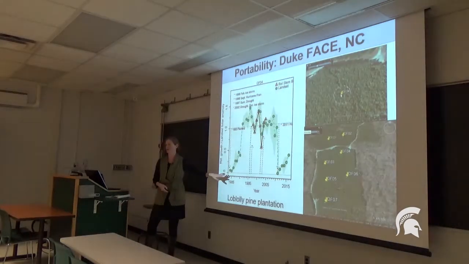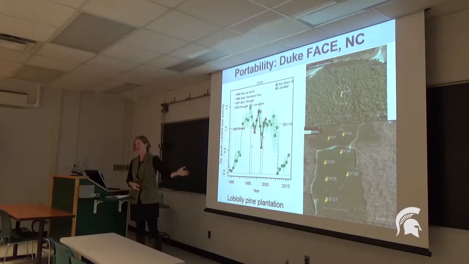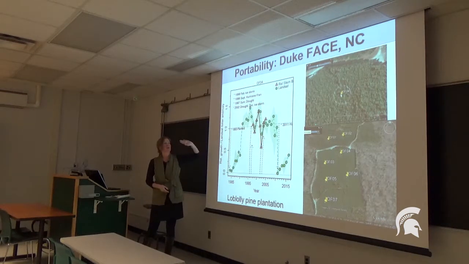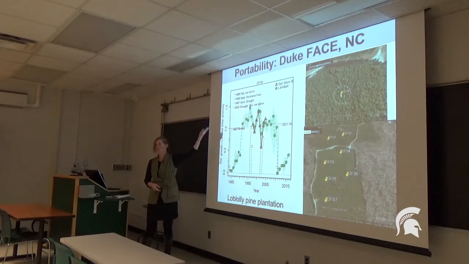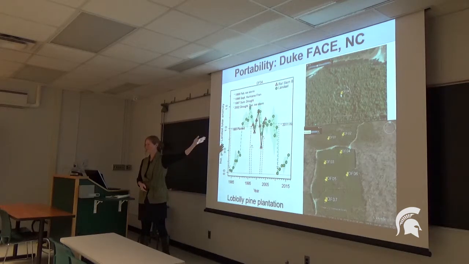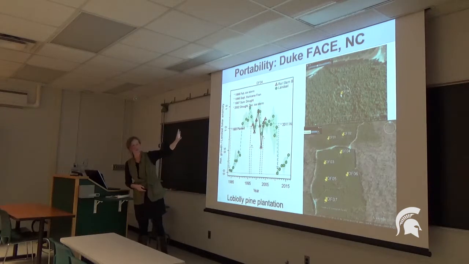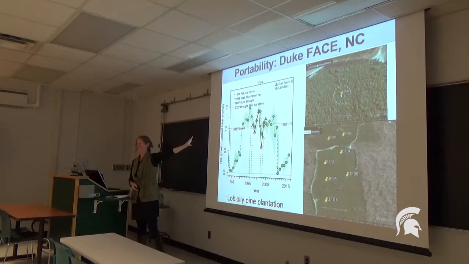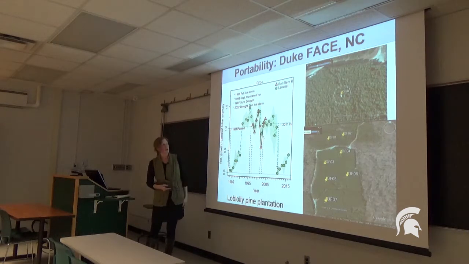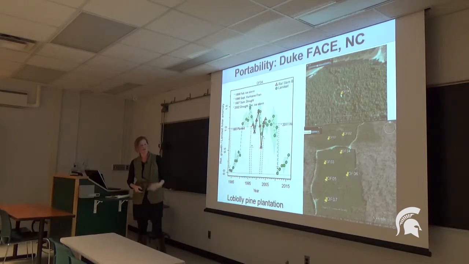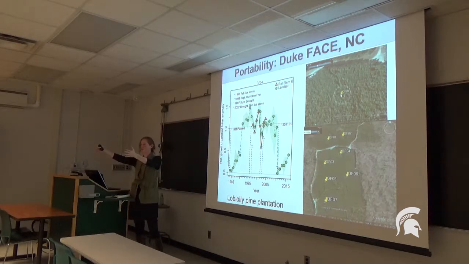But one of the great things about something like Google Earth Engine that you don't generally have with satellite data is it's portable. To demonstrate this, I can go to a completely different place, like North Carolina, where Duke has this free air CO2 enrichment study, the FACE study. If you're not familiar with it, they built these enormous structures to add CO2 into the atmosphere around these forests and see what the effect was.